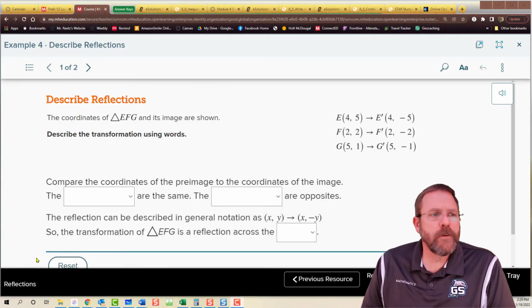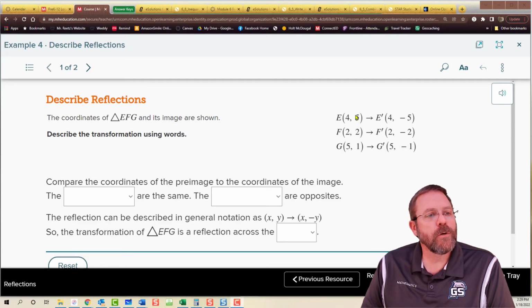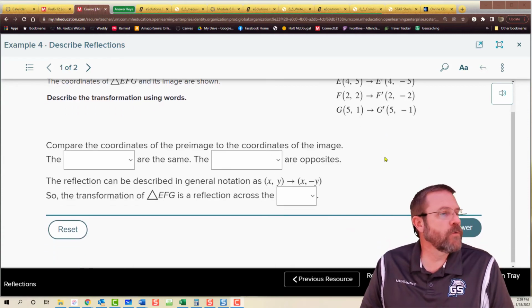Our final activity wants us to describe the reflections. So the coordinates for triangle EFG and its image are going to be shown. Right here you have your preimage, and here you have the new image. What is different? What changed? The y-coordinate changed. If the y-coordinates are opposites of what they were, what axis did it reflect across? It reflected across the x-axis. That's all there is to it.